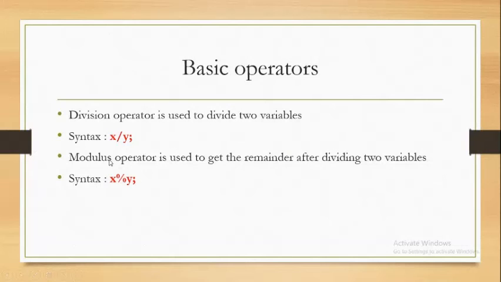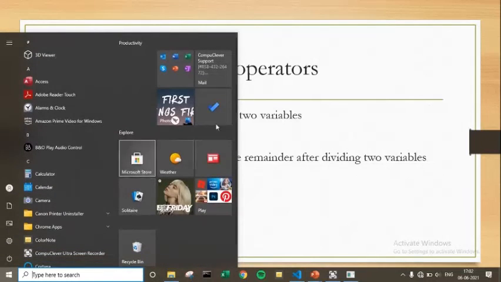And the modulus operator is used when you divide two variables. Sometimes you are left with a remainder, right? For example, if 18 is divided by 5, you are left with a remainder of 3, and when you use the modulus operator, it returns you the remainder basically. So let's go into our IDE, Visual Studio Code.